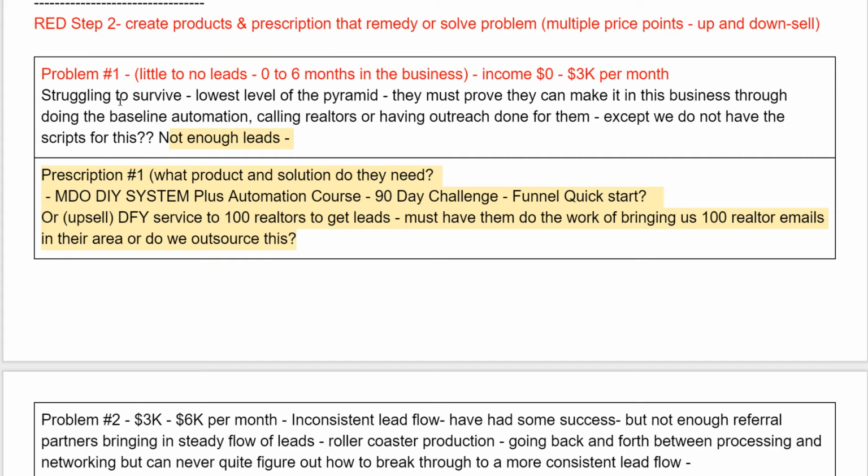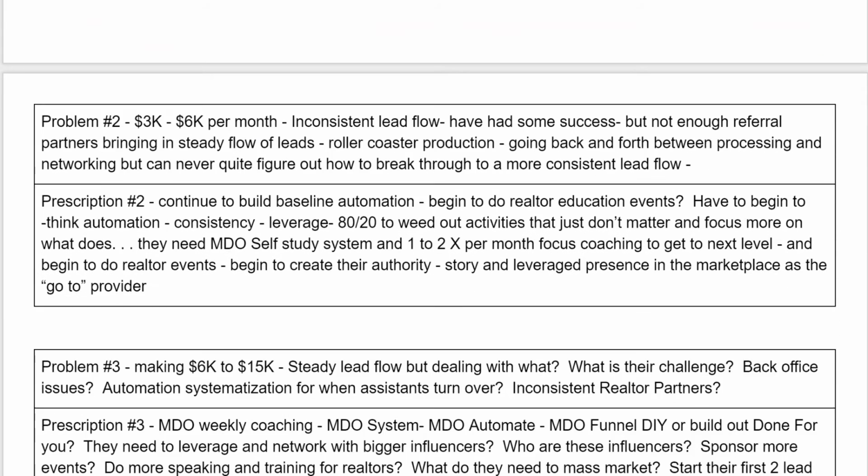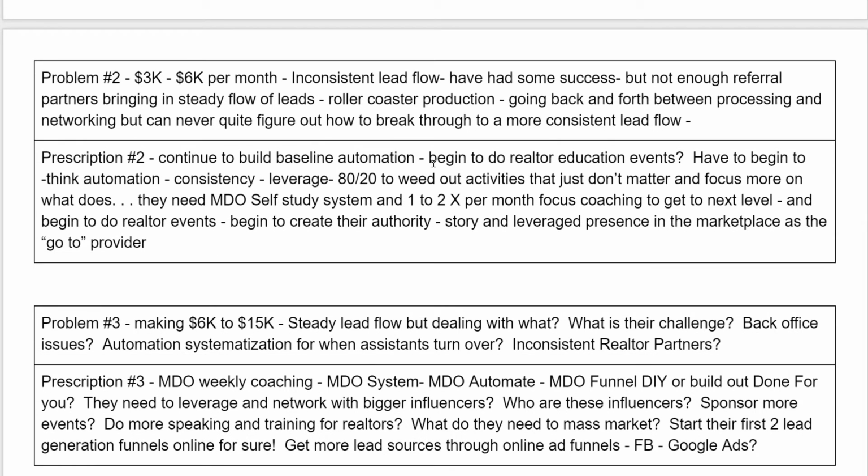Here's the first problem, and I just started some work, but I need you to refine this. So here's the problem, number 1. They're at the bottom of the pyramid. Here's the prescription. What are we going to offer them? What's the price point? And what are the upsells from here? Downsells, cross-sells.